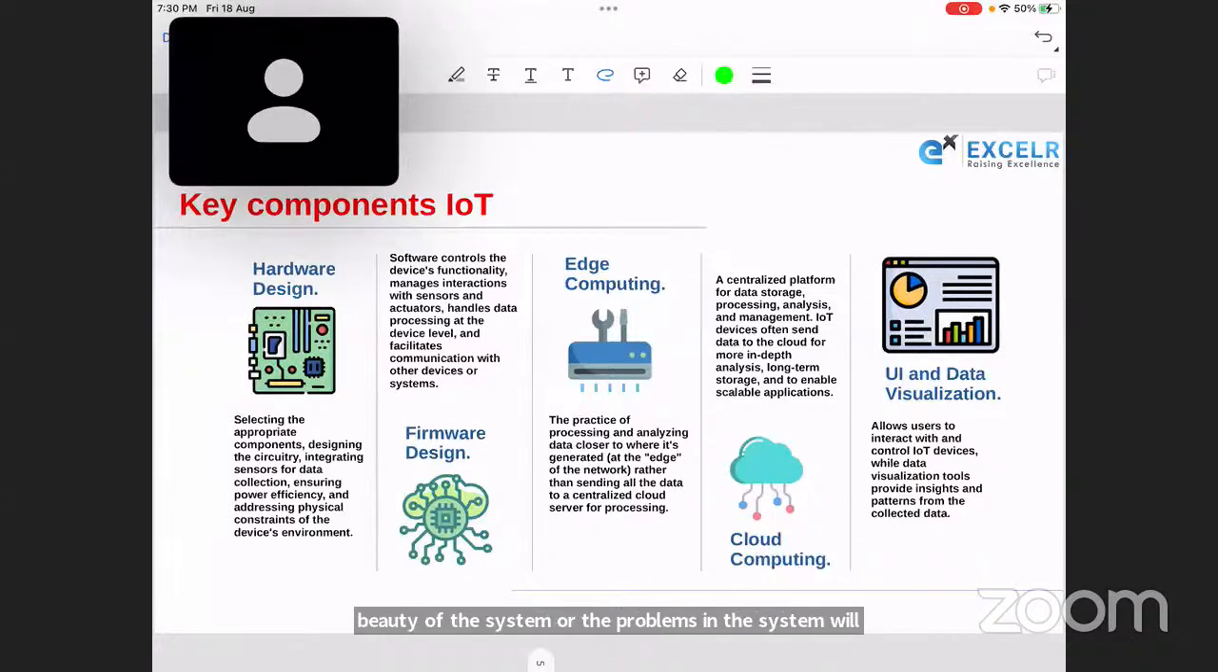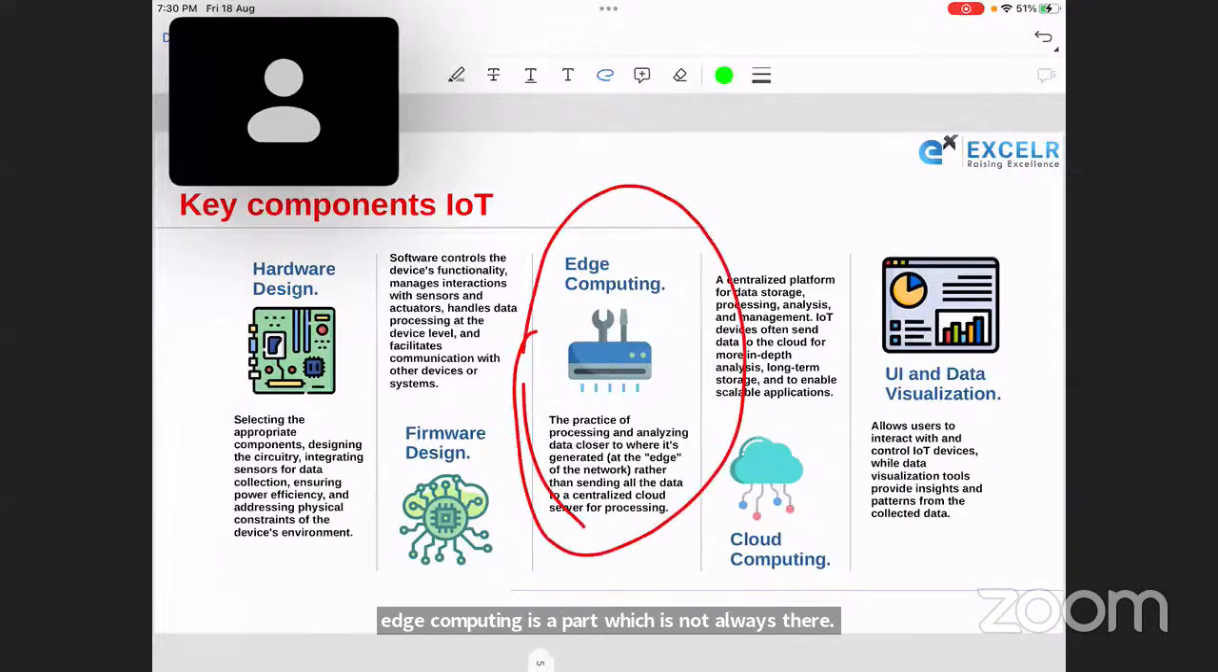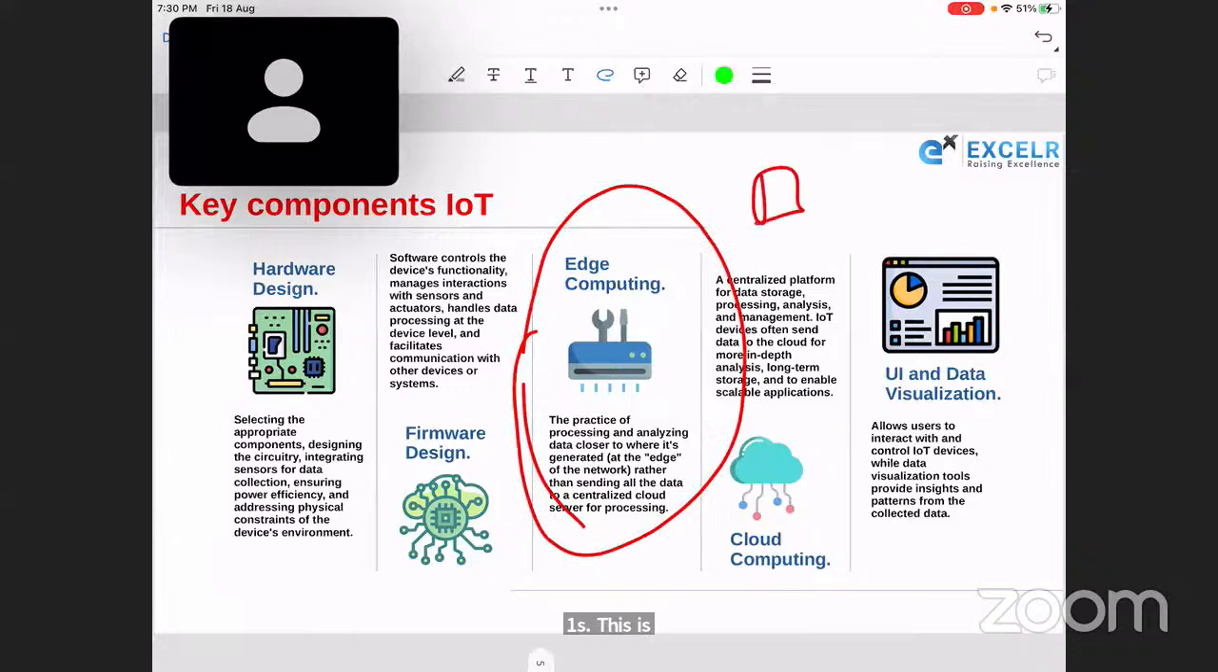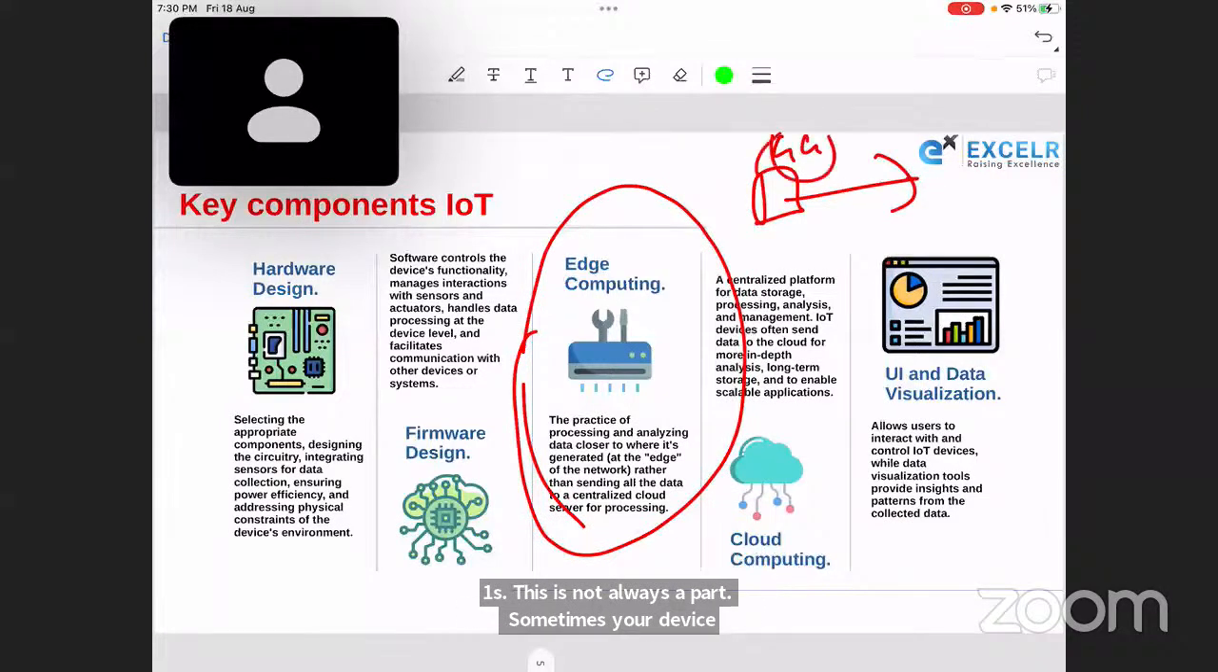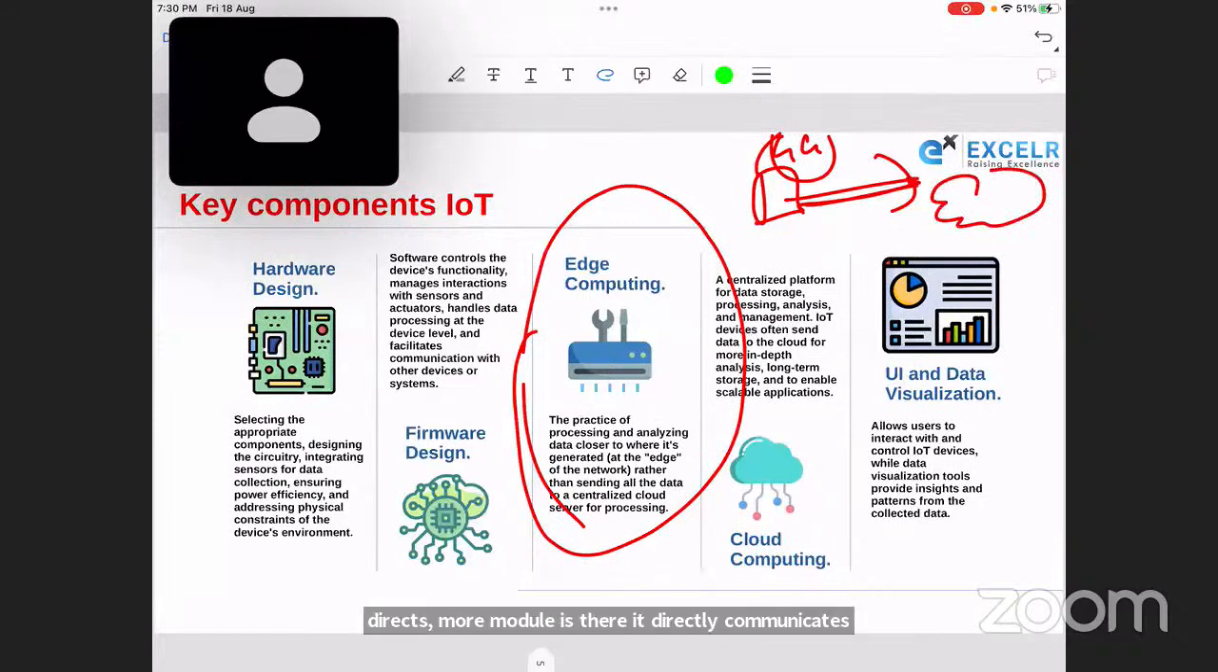Okay, now after this, there's the firmware design. So this edge computing is a part which is not always there. Sometimes your device directly communicates. Let's say your device has a 4G enabled module. It directly communicates to the cloud. Cloud is your internet. Okay, your data is directly sent. That can be done. But in many cases, we have edge computing.